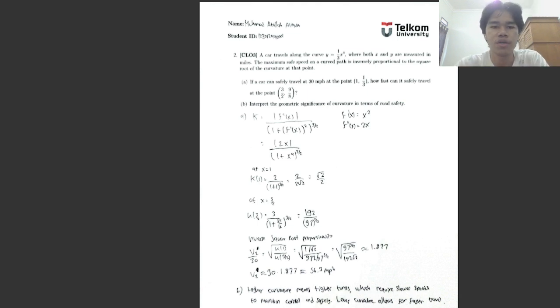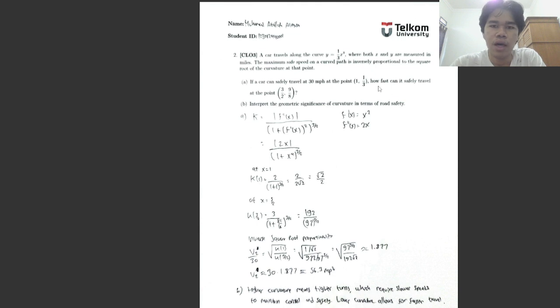So first we find the curvature using this formula: the absolute value of the second derivative f double prime of x over 1 plus the first derivative of x squared, all to the 3 over 2. So we know that f of x is 1 over 3 x cubed. So the first derivative will be x squared, and the second derivative will be 2x. So we put it into the formula and we get this formula now.